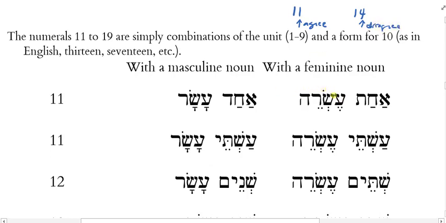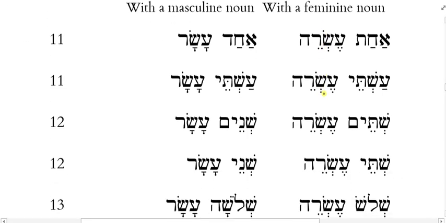So we have to really have fixed in our minds: 1 and 2 always agree in gender. 3 through 10 disagree. All right. Look at the number 12.